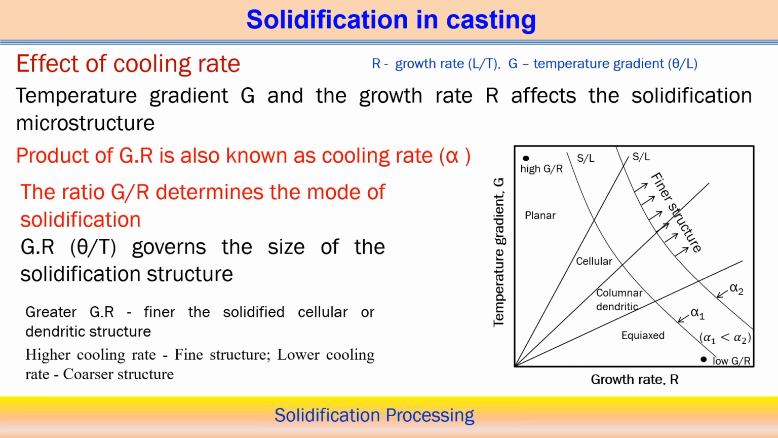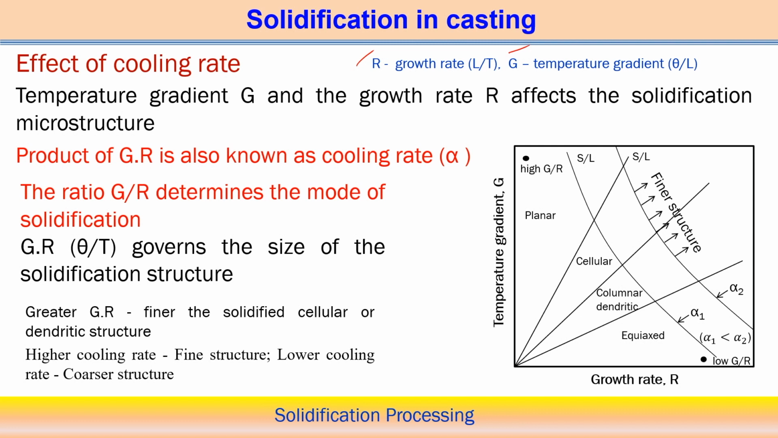Here along with the mode of the solidification, we can merge the effect of the cooling rate, because both are important to look into. We already defined R as the growth rate and G as the temperature gradient. These are the very standard parameters to understand the mode of the solidification. So now combining these two solidification parameters, temperature gradient and growth rate both affect the solidification microstructure. The product of G into R is known as the cooling rate, and the ratio G by R determines the mode of the solidification.